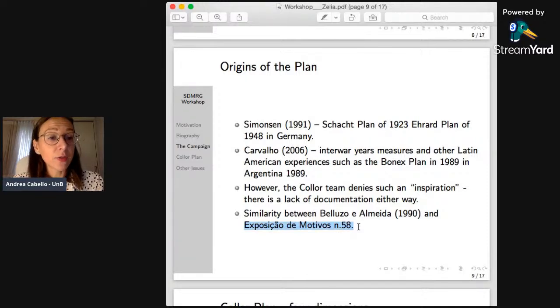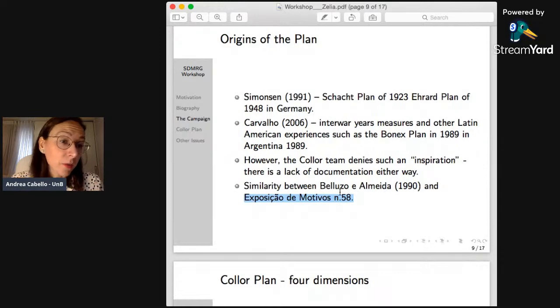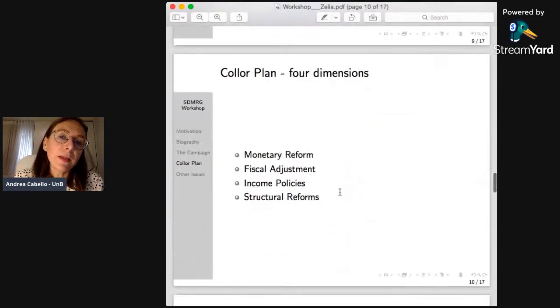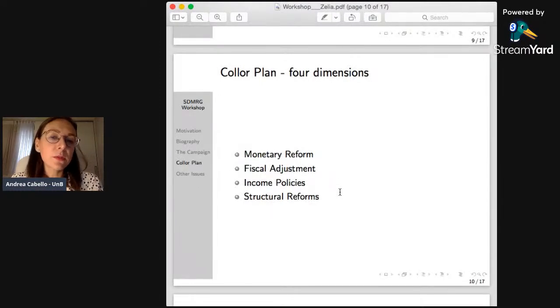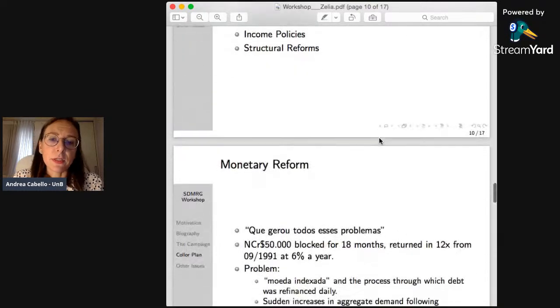Which also hints at that contradiction that you have about Zélia. I mean, she's in a liberal government, and yet she has very strong UNICAMP ties. So this is something that the literature has established, that the Collor plan has very strong ties to Belluzzo and Almeida from 1989. And the Collor plan has four dimensions: a monetary reform, a fiscal adjustment, income policies, and structural reforms. Usually people focus on the monetary reform because that's the most controversial part of the plan, but it has four dimensions, let's put it this way.